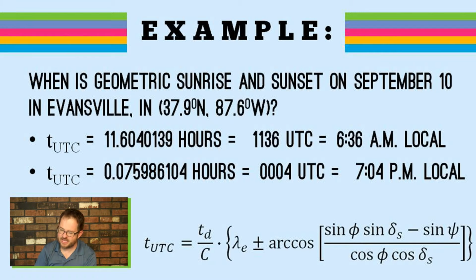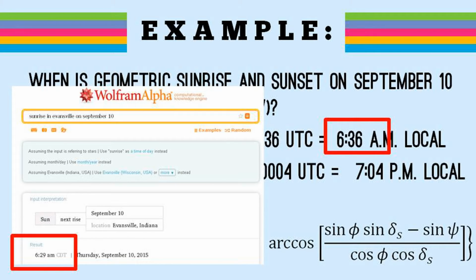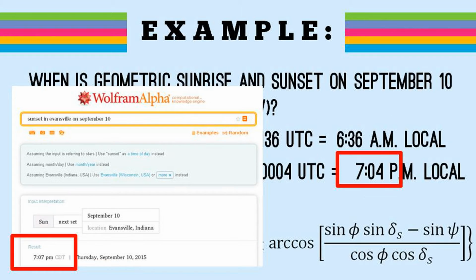I went to wolframalpha.com and searched for sunrise in Evansville on September 10th, and I got 6:29 a.m. Central Daylight Time. It's not exactly the same, I'm off by 7 minutes, but I don't know what they're using as the longitude of Evansville, and there's the so-called equation of time that corrects for things. We have some approximations here, but I got pretty close. In the same way I searched sunset in Evansville on September 10th and got 7:07 p.m., which is pretty darn close to my answer of 7:04. So I guess it worked.